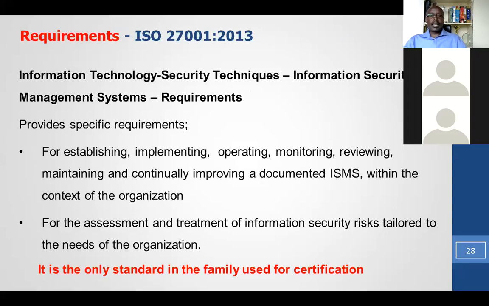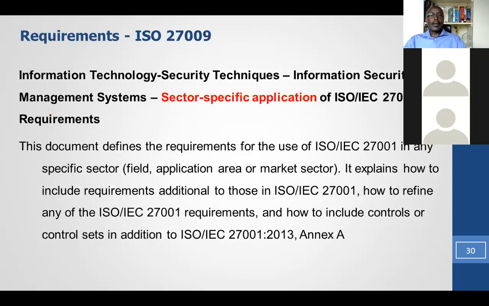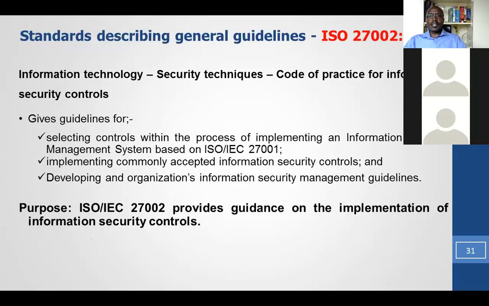So everything in the standard is required. You have to meet everything that is outlined, and in a short while, that is going to be the next thing that we look at. Then ISO 27006 is the requirements for bodies that audit information security management systems. We look at ISO 27002. We will not look at it in detail, of course. This is the one that gives you guidance on how to implement controls.